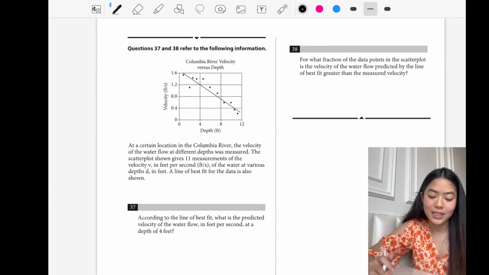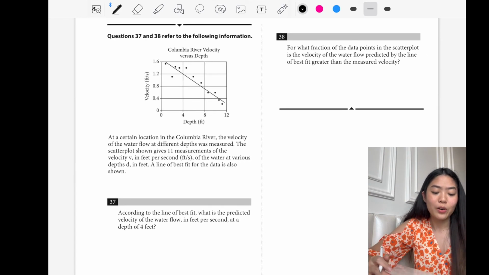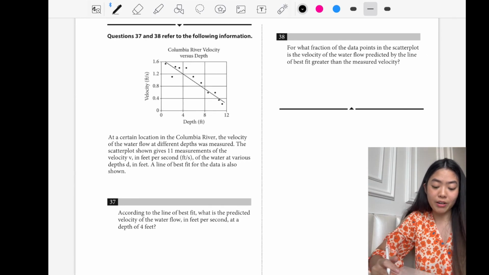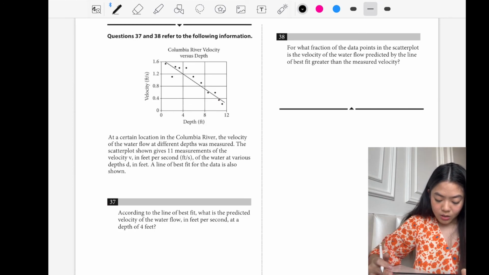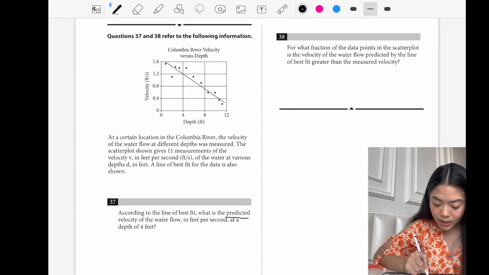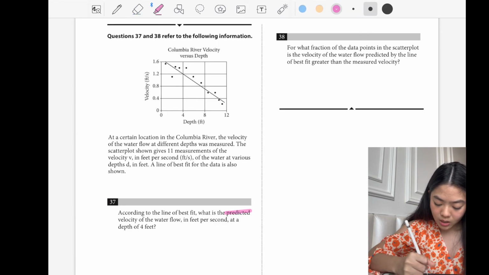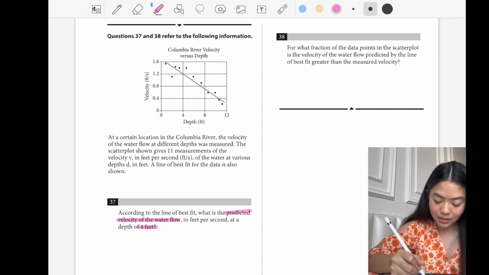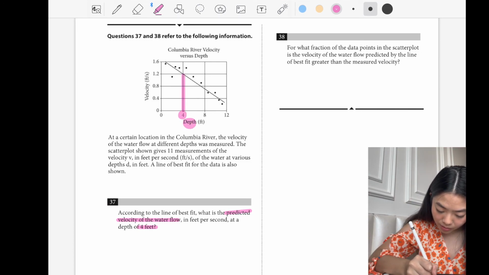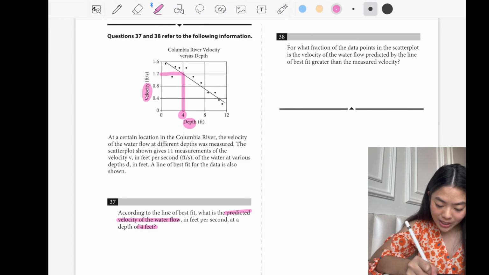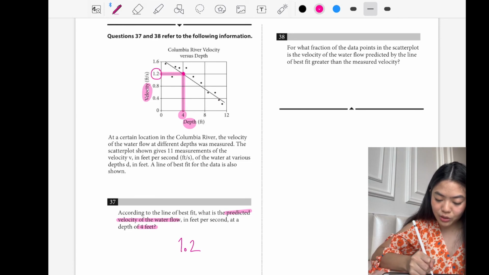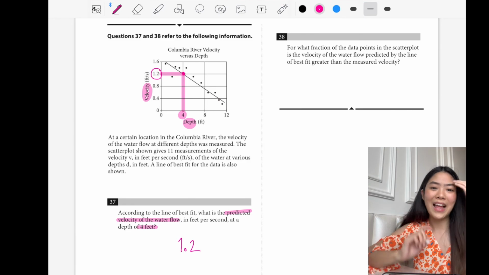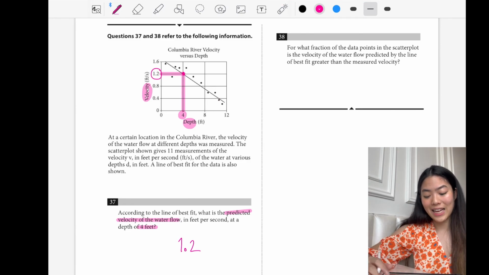Yes, for 36. Last two questions here. Questions 37 and 38 refer to the following information. According to the line of best fit, what is the predicted velocity of the water flow in feet per second at the depth of 4 feet? From here, the depth of 4 feet is here, and if we look at this predicted value, the velocity is going to be 1.2. We read the graph, and the answer is 1.2.